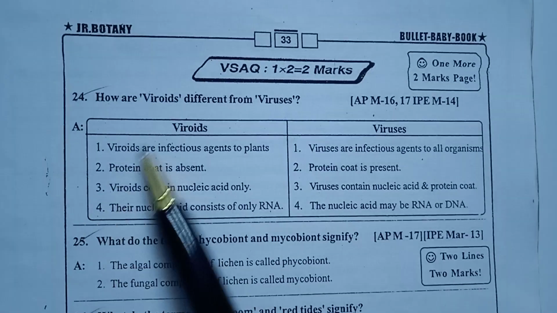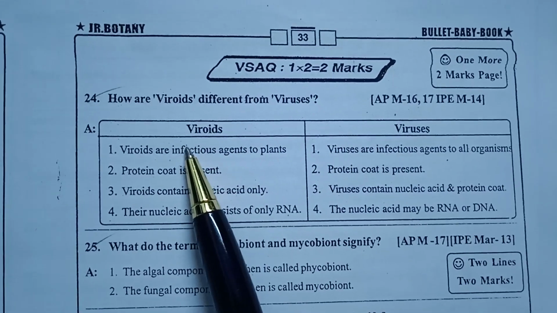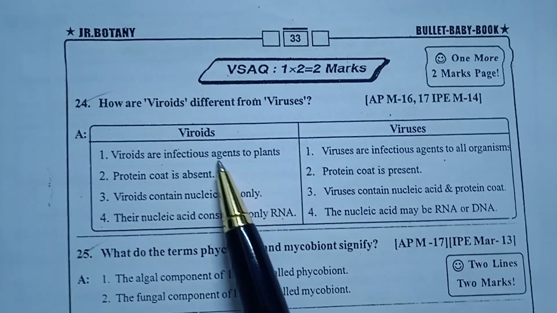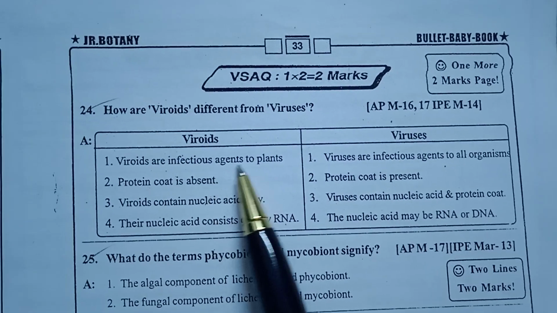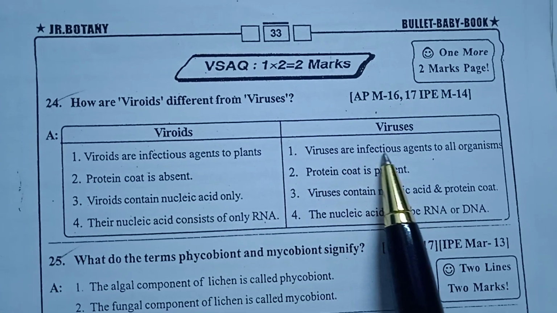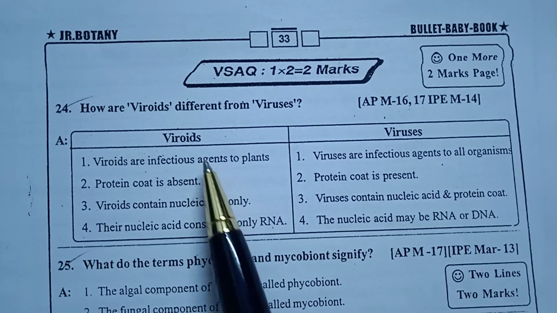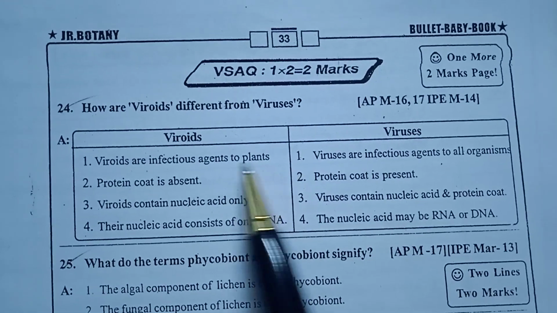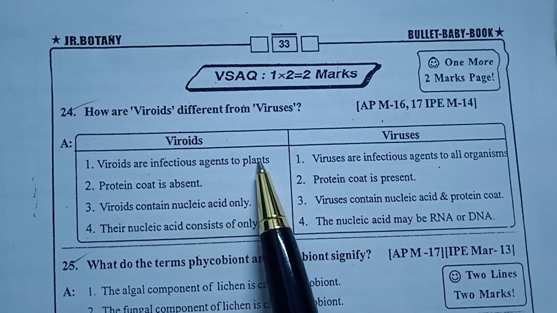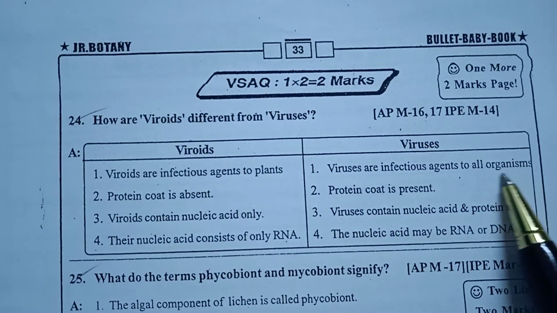How are viroids different from viruses? Viroids are infectious agents to plants. This is the infectious agent to whom? For plants. Whereas viruses are infectious agents to all organisms. See the difference between viroids and viruses: viroids are infectious agents to plants, whereas viruses are infectious agents to all organisms.